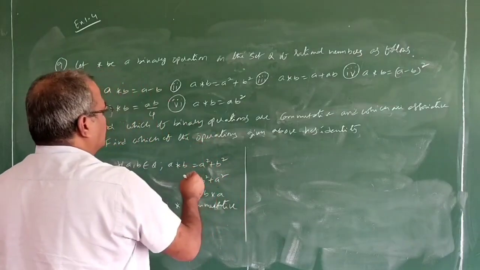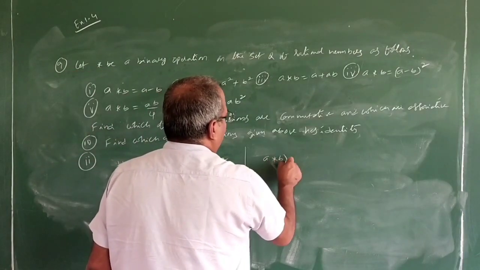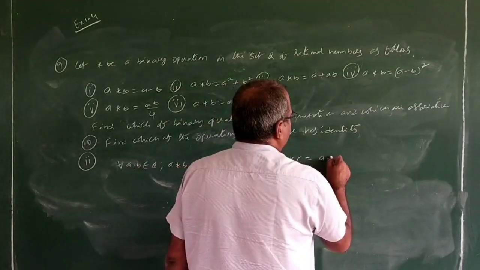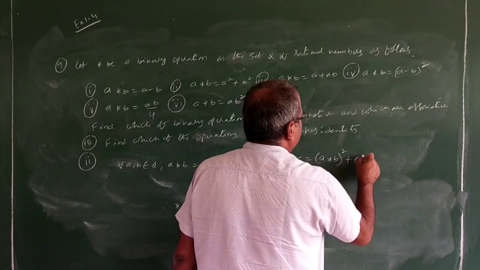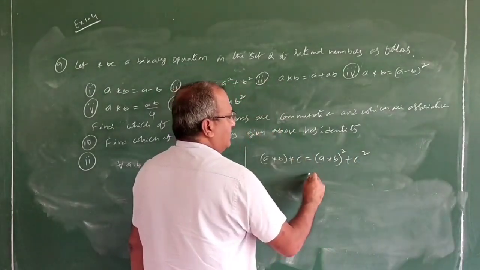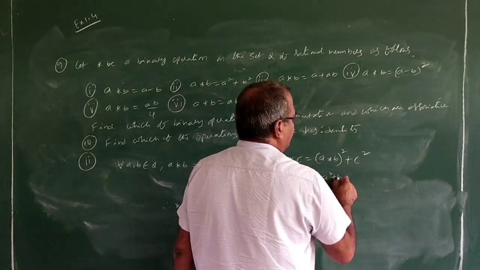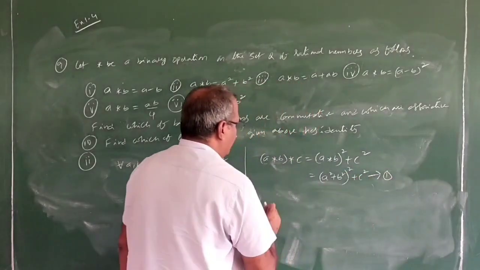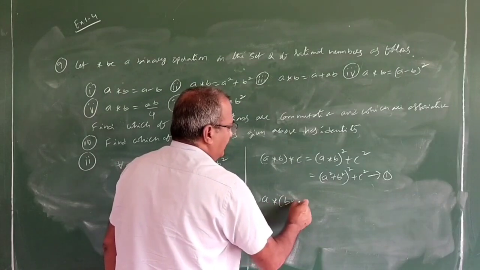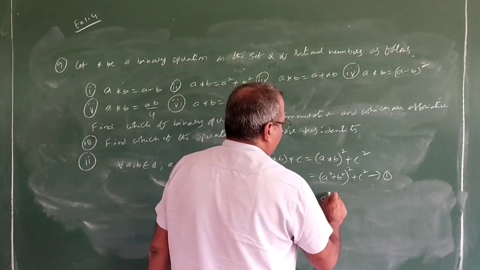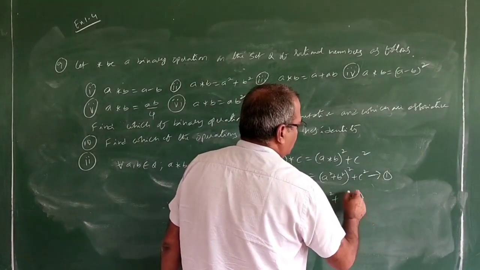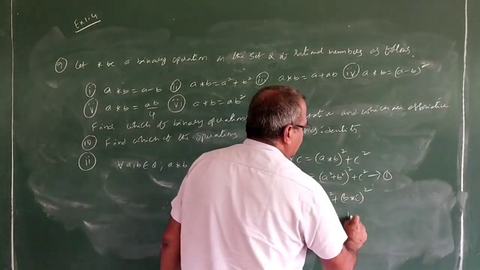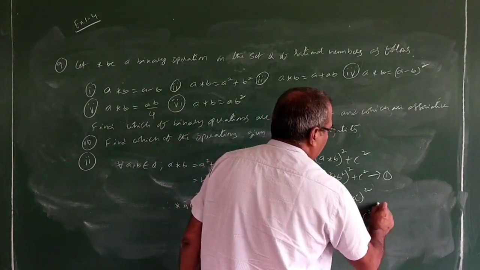Next, what they are asking, associative. A star B star C is equal to, so what can we write? A star B whole square plus C square, where A star B is A square plus B square. Now this can be written as A square plus B square whole square plus C square. Take this as 1. A star of B star C is equal to A square plus B star C whole square, which is A square plus B square plus C square whole square.